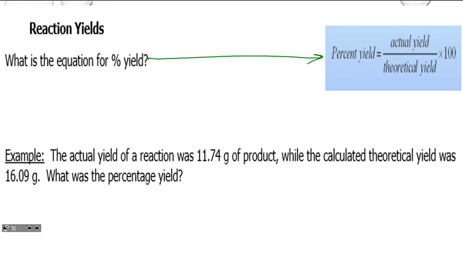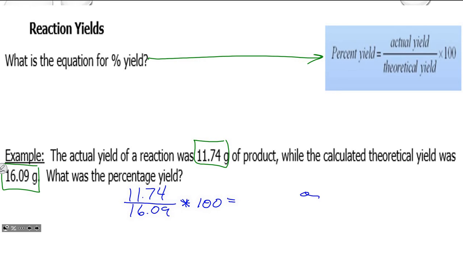So if it's nice, they just do this. The actual yield was this. You should have got this. What's your percent yield? So you're just going to take 11.74 divided by 16.09 times it by 100, and you end up with your percent. We usually report percent to 2 after the decimal.